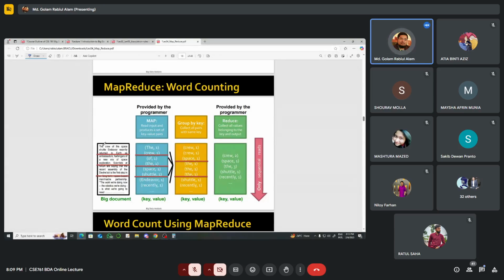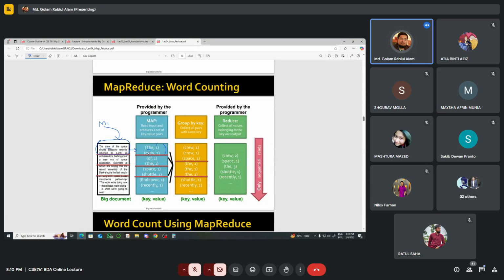Maybe we can say in that big document, the machine one has this data. So this is our M1, that is machine one. In that machine one, it will find each and every word, like the, crew, here, is, off and the space. So from here we will get maybe the one, crew one, off one, the one, like this. This is called the key and value. The key is here the, and the value is just one.